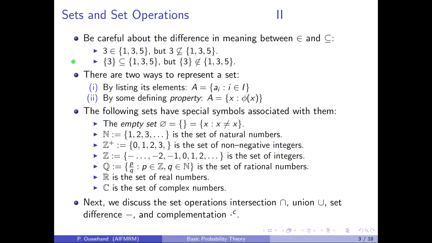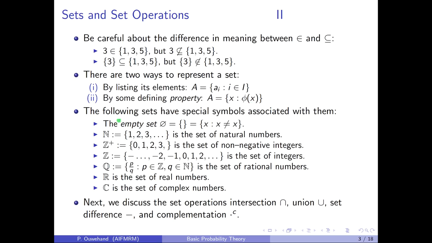Typically, there are just two ways to represent a set. On the one hand, you could list all of its elements. In other words, one could say A is equal to the set of all a_i, where i ranges over some set. Or you can represent A by some defining property. Here A is the set of all x's which have the property phi of x.